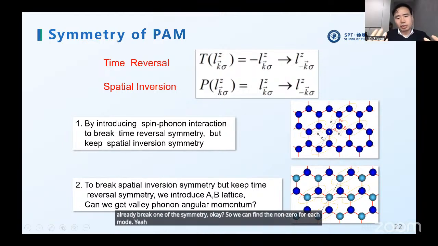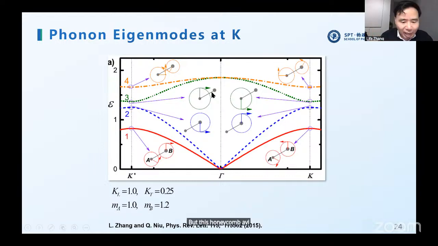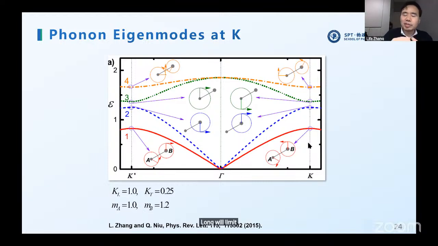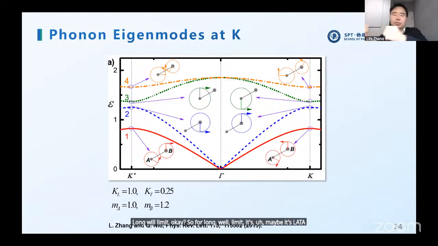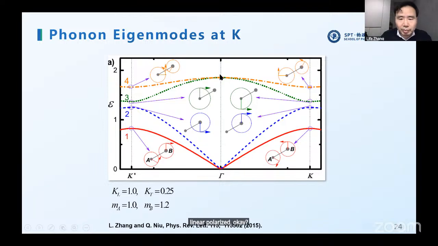Yeah, so we just do the calculation for this honeycomb A/B lattice. We calculate the wave function for each mode. In the textbook, we care only about the long wave limit. For the long wave limit, it's the LA and TA modes. Atoms can vibrate in the same direction or the opposite direction, but mostly they are linearly polarized, because they only talk about the gamma point.